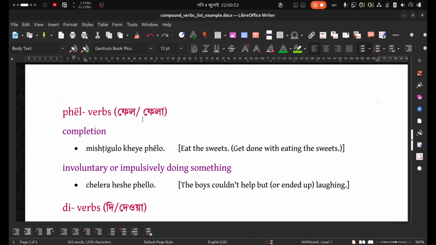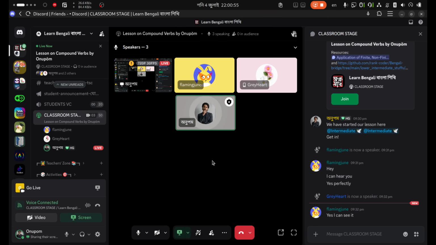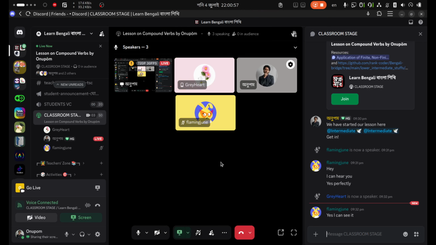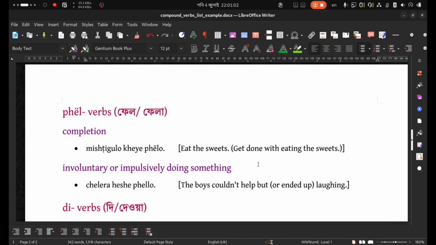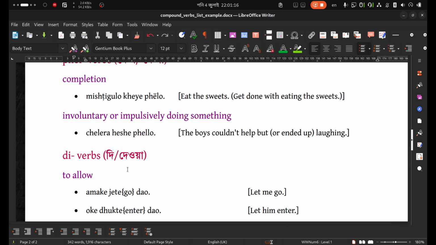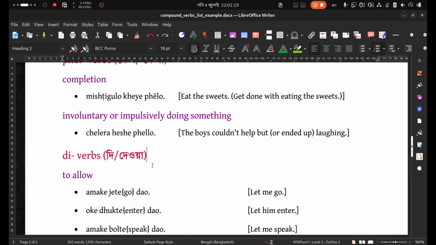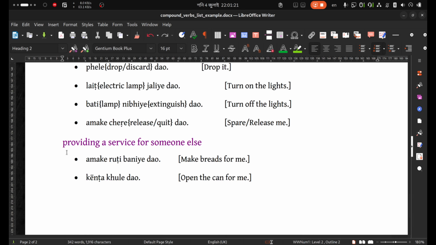Tell verbs. Okay, Anupam, I have a question. Yeah, Greyheart. Now, the word nao we are using when we are providing a service to our own self. So if we are providing service to someone else, like cleaning someone else's room, then what verb can be used? Yeah, we can use the next one, the dewa verb. We are going to learn it. Providing a service for someone else, it's in the next one.